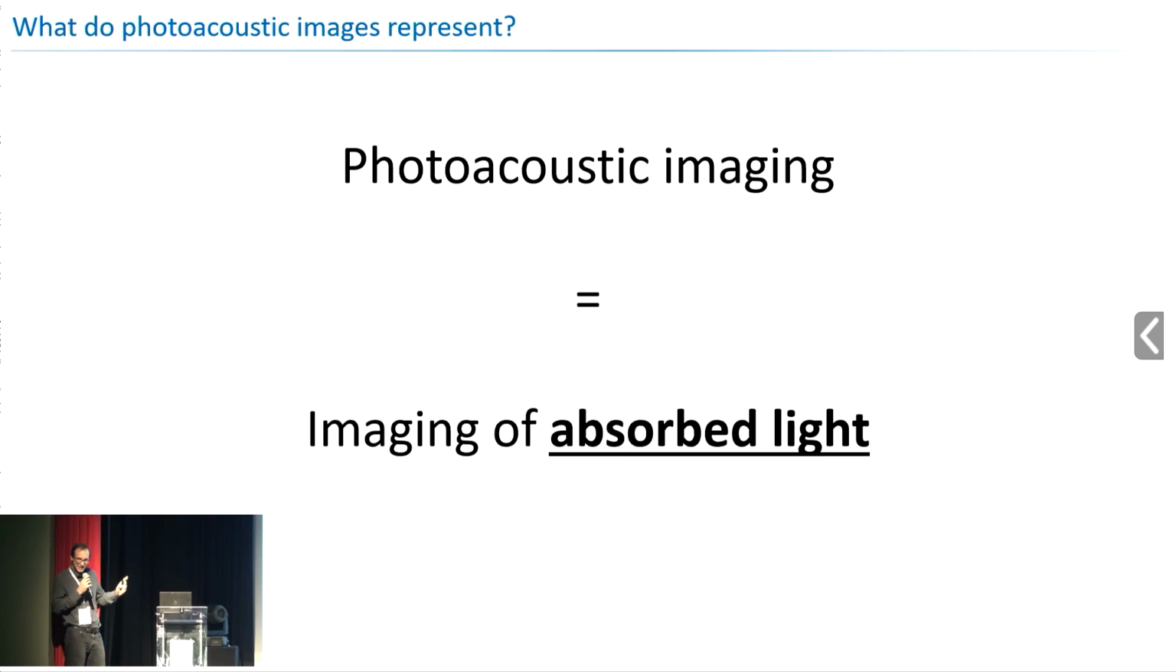Now, more specifically, and this is very particular to photoacoustic imaging, it is sensitive only to absorption, not to scattering at all. So if you have a sample which would be purely scattering but not absorbing, you would just have a dark image.